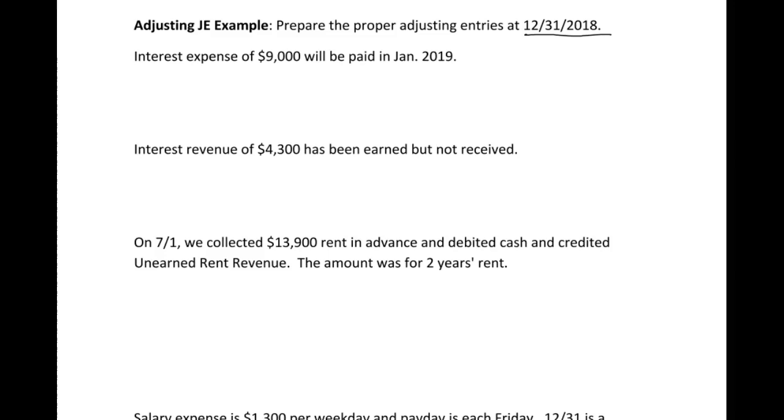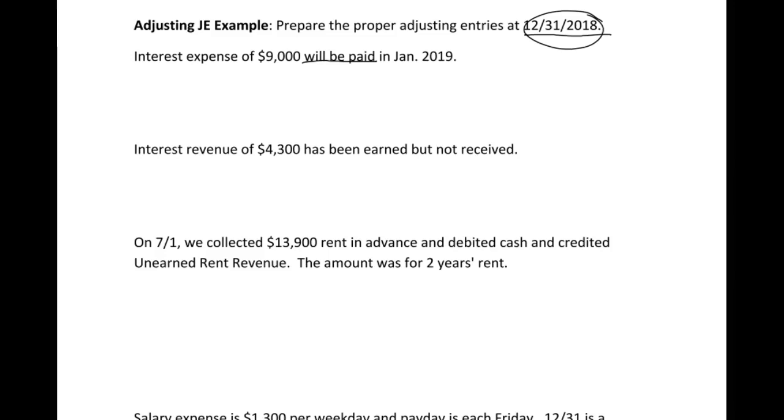All right, so let's start with this first one. Interest expense of $9,000 will be paid in January of 2019. Remember, we are at 12/31/18. If you're a student that struggles with journal entries, which some students do, use keywords like "will be paid." Will be paid tells me that we have not paid yet, so that means we owe somebody $9,000. Therefore, we should have that expense and a payable.